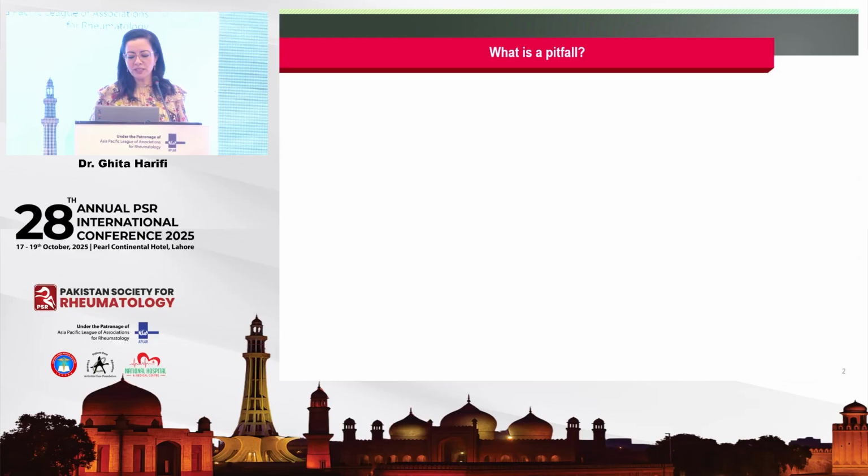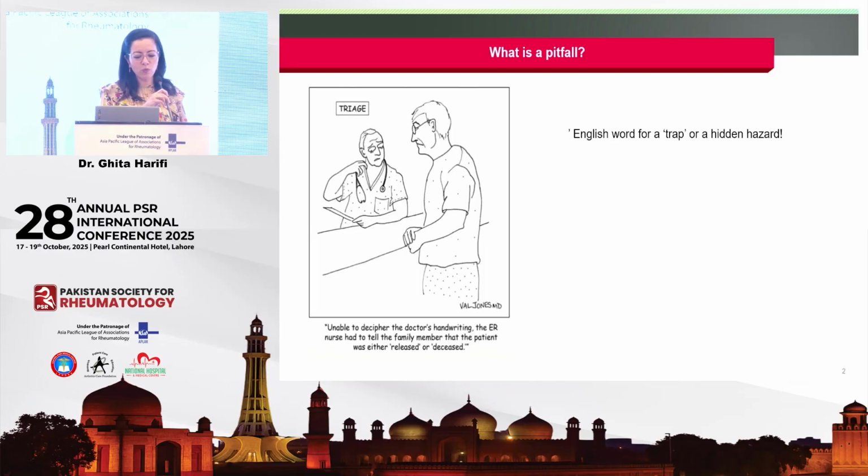And the first thing I would like to start with is, what is a pitfall? A pitfall is an English word for a trap or a hidden hazard. A pitfall in imaging can have significant consequences on patients' management. Like you see in the cartoon, this ER nurse, not knowing how to read the doctor's handwriting, was wondering if the patient was either released or deceased.